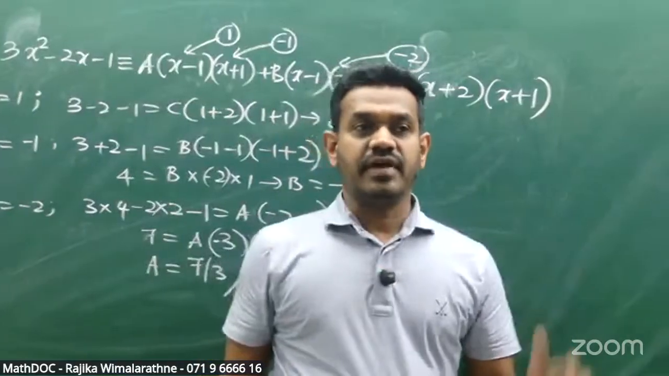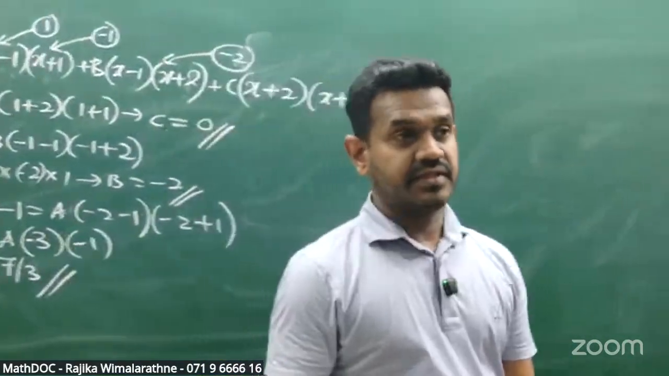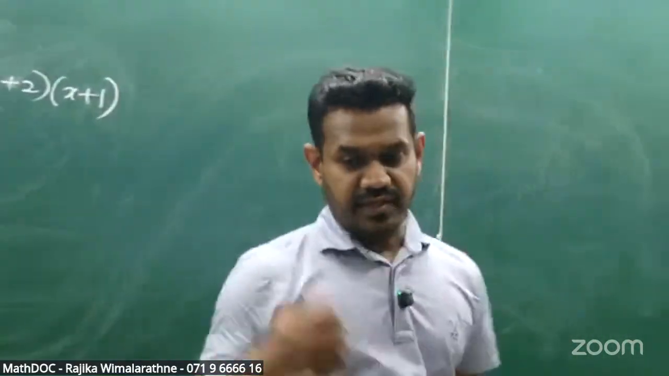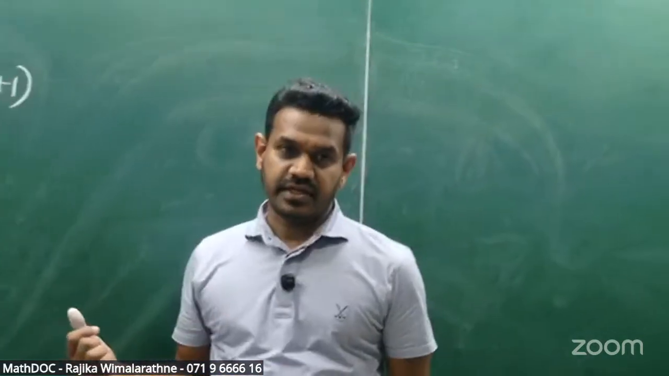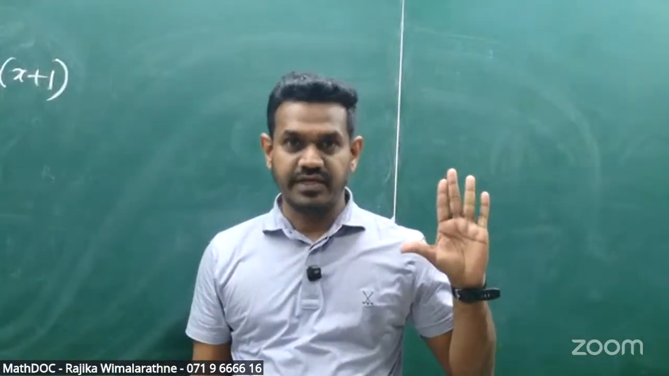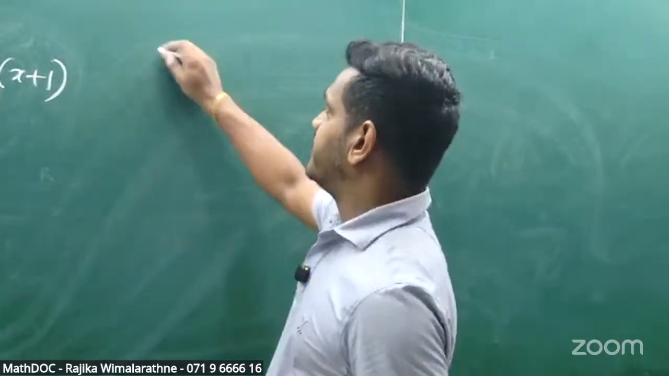Now let's see, we have another method. That method also very important. Then previous one, value substitution technique. Now second method, coefficient equaling technique. Okay, second method.